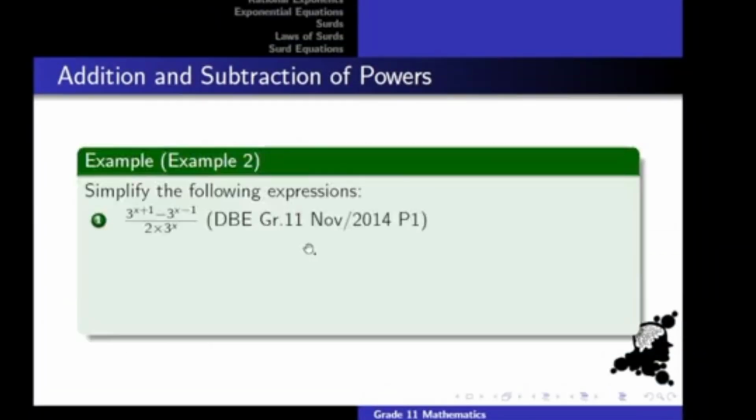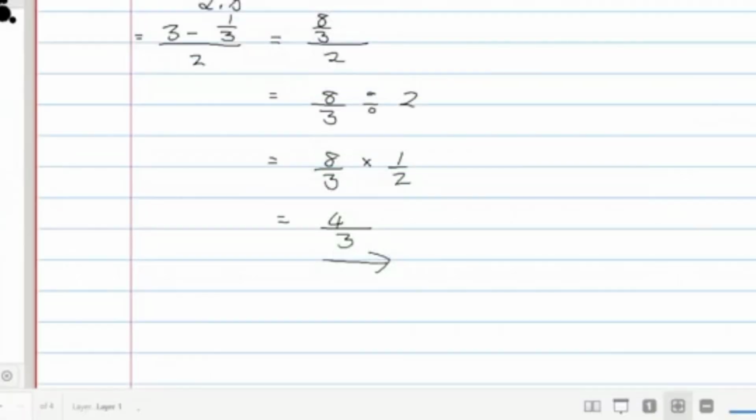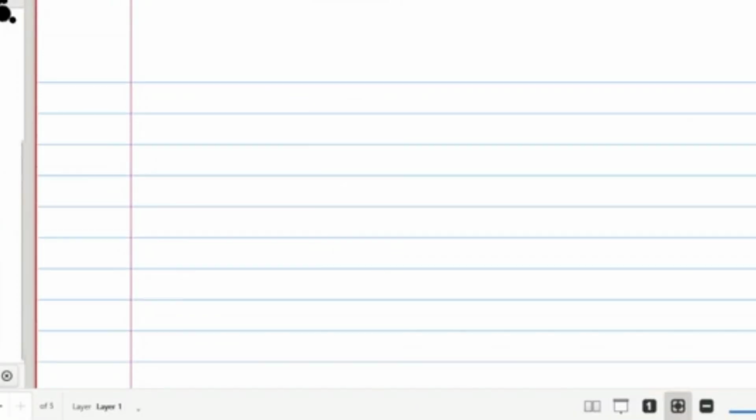Let's try to make another example. Are we all clear how we did the question? Now let's move on to the next example. It's 4 to the power x minus 1 plus 4 to the power x plus 1, divided by 17 times 12 to the power x.